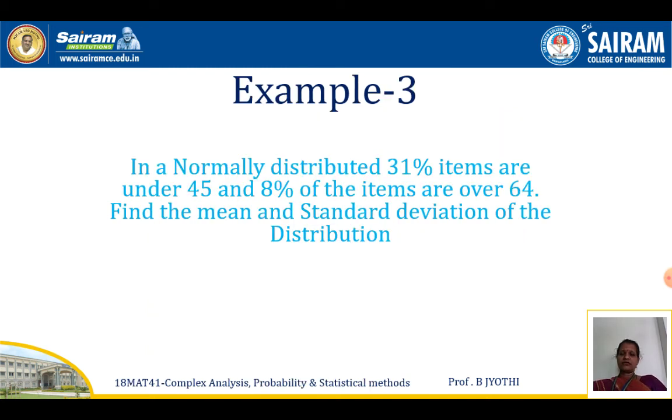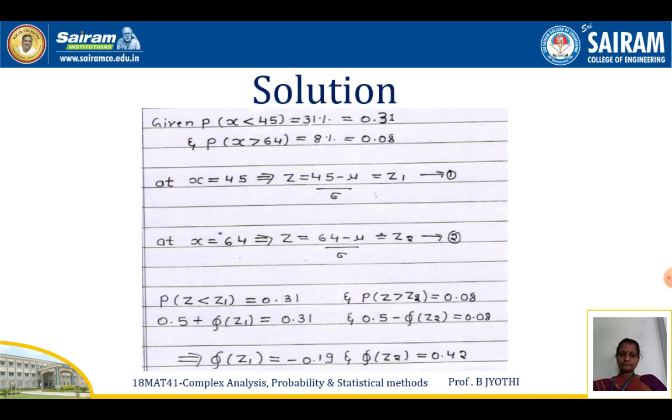Next example. In a normal distribution, 31% of items are under 45, and 8% of the items are over 64. Find the mean and standard deviation of the distribution. Now they have not given the mean and standard deviation. Instead, they have asked us to find the mean and standard deviation, giving some data. So P of x less than 45 is 31%, that can be taken as 0.31. P of x greater than 64 can be taken as 8%, that is 0.08.